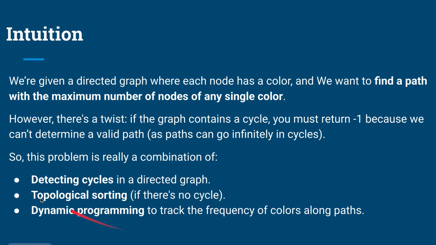So the idea is that we will use topological sorting to visit the nodes in the right order, and then we'll take a color frequency map for each node and see how many times each color appears up to the given point. We'll also see how to detect a cycle in this graph, and if there is no cycle, we'll go for topological sort, and further through dynamic programming we'll track the color along the path.